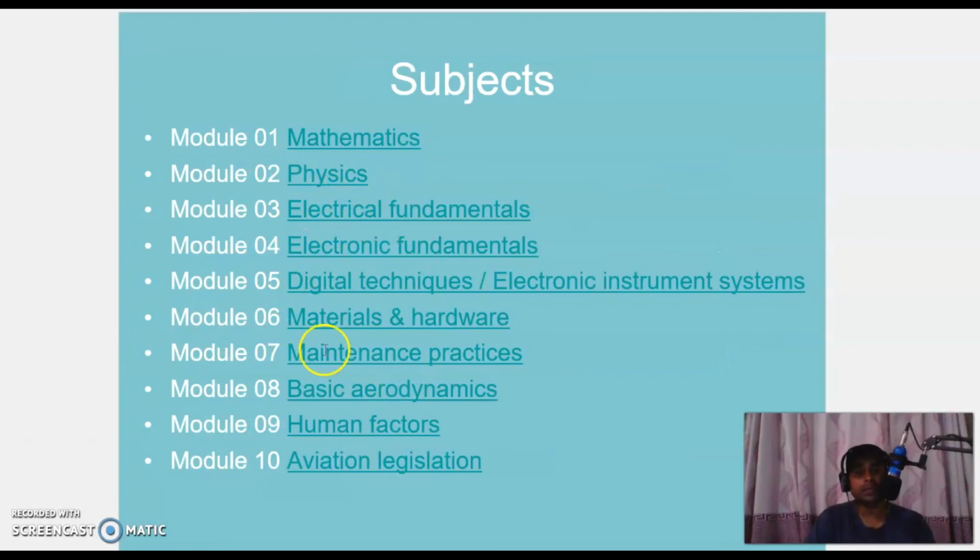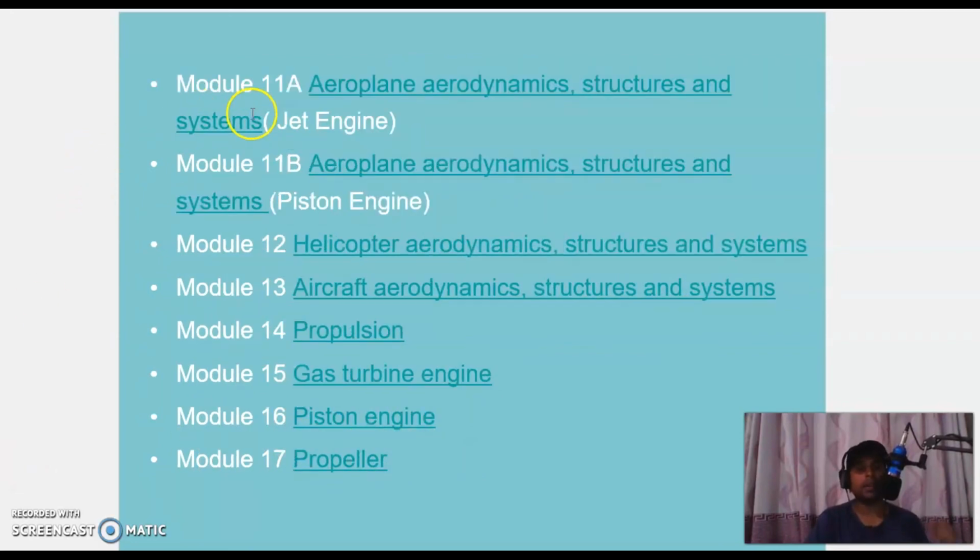Okay, so these are the subjects: module 1 mathematics, module 2 physics, module 3 electrical fundamentals, module 4 electronic fundamentals, module 5 digital techniques and electronic instrument systems, module 6 materials and hardware, 7 maintenance practices, 8 basic aerodynamics, 9 human factors, 10 aviation legislation, and 11A aeroplane aerodynamics, structures and systems, jet engine. For module 11B, the piston engines; 12 helicopter aerodynamics, structures and systems; 13 aircraft aerodynamics, structures and systems; 14 propulsion; 15 gas turbine engines; 16 piston engines; 17 propeller.